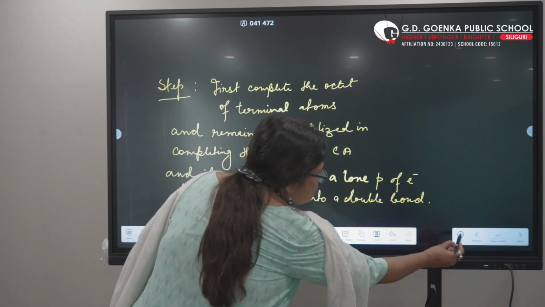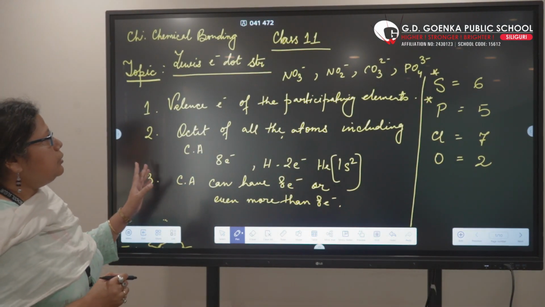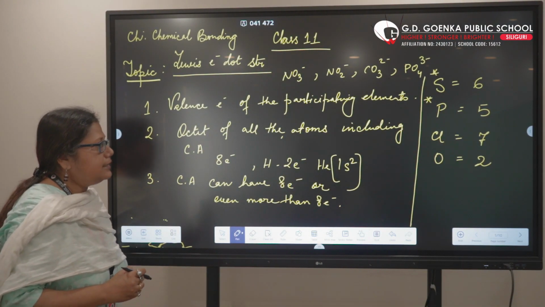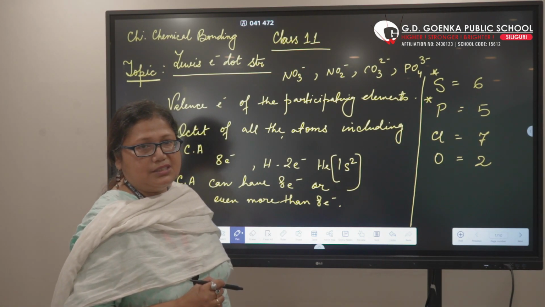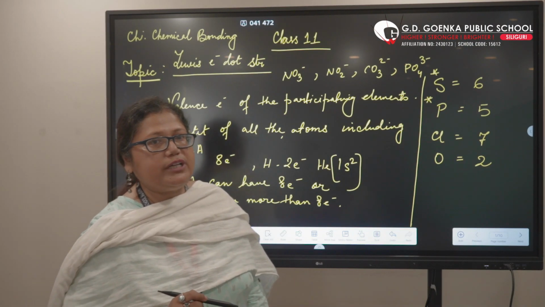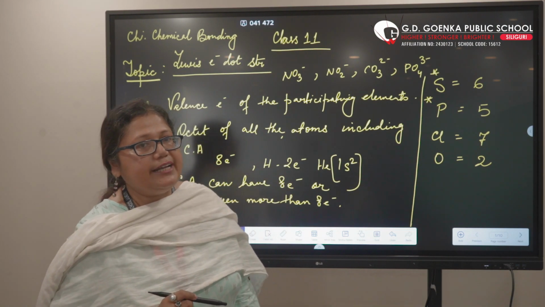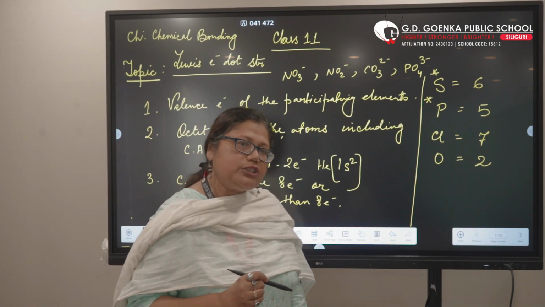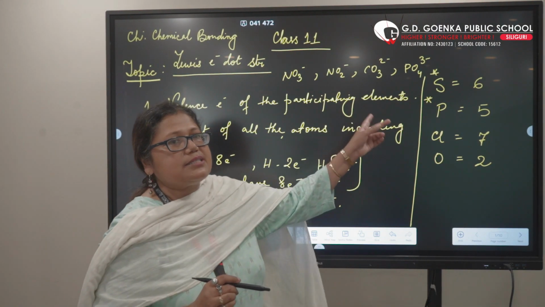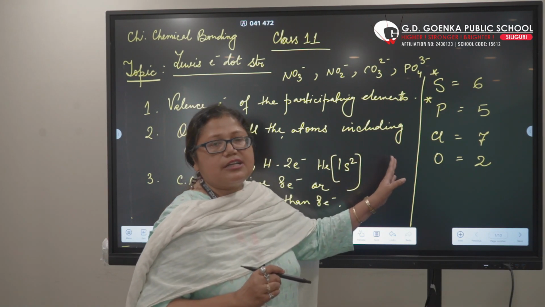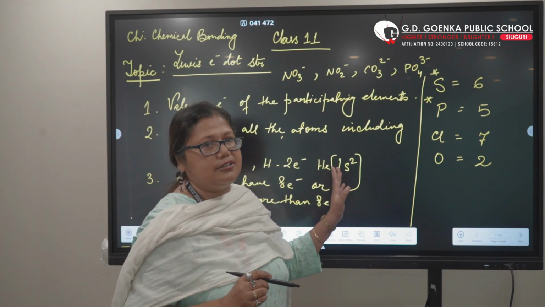So we are going to the first page once again. Before this, one more important point regarding the central atom: hydrogen and fluorine. Mark the words, hydrogen and fluorine can never be the central atom. Nitrogen can be the central atom. Even oxygen can be the central atom. Phosphorus and sulfur can also be the central atom. Chlorine also. But we cannot have hydrogen and fluorine as the central atom.